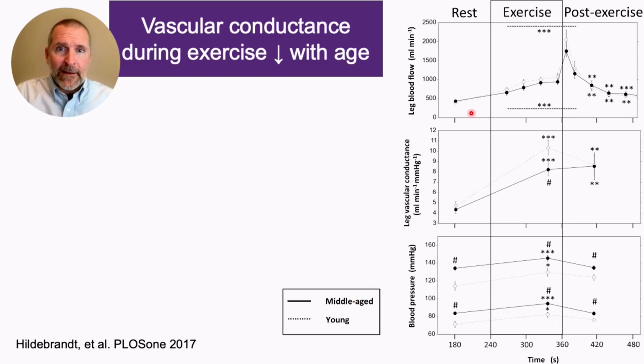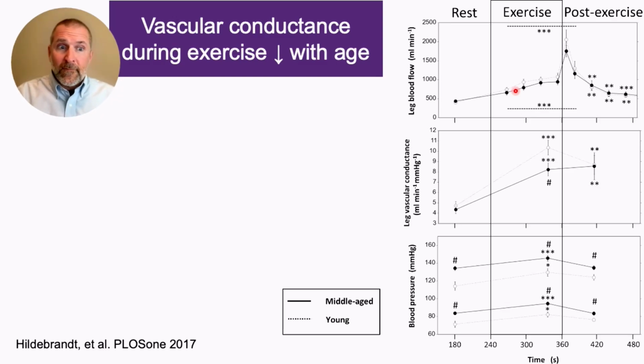This is looking at leg blood flow during exercise. No difference in leg blood flow during exercise in young versus middle-aged adults. But when we look at leg vascular conductance, which is blood flow per unit of pressure, we see that there's a much lower vascular conductance in the middle-aged adults compared to the young.